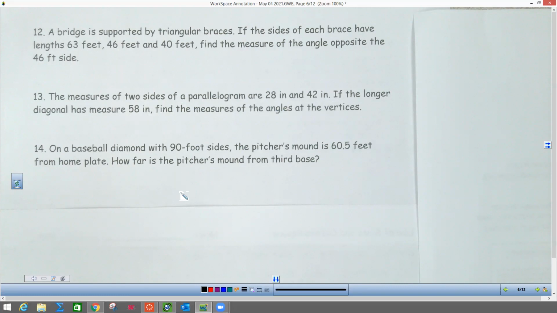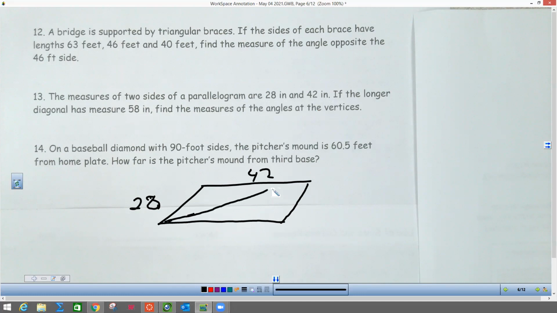Okay, so this says you have a parallelogram again. So I'm going to draw a parallelogram. And it says one side is 28. It says another side is 42. And this says the longer diagonal measures 58. So we're going to put that over here and say this, because that's longer there than the other one. That's 58. Find and measure the angle at the vertices.